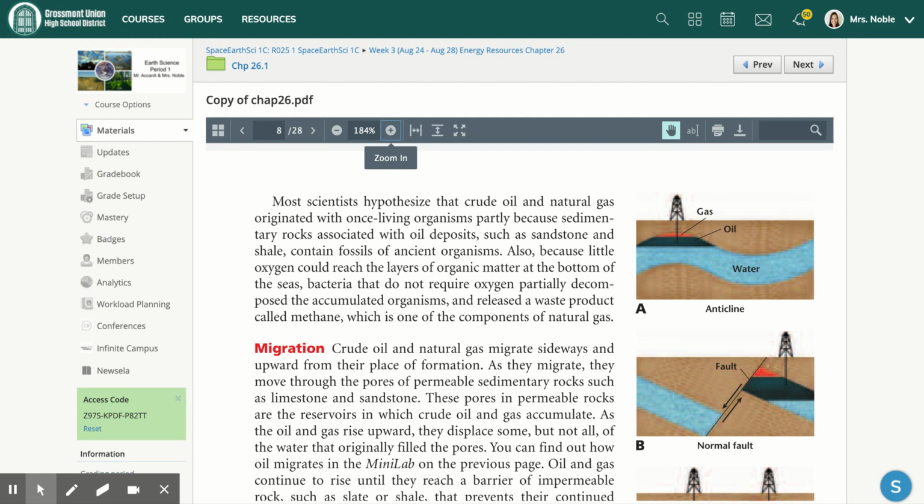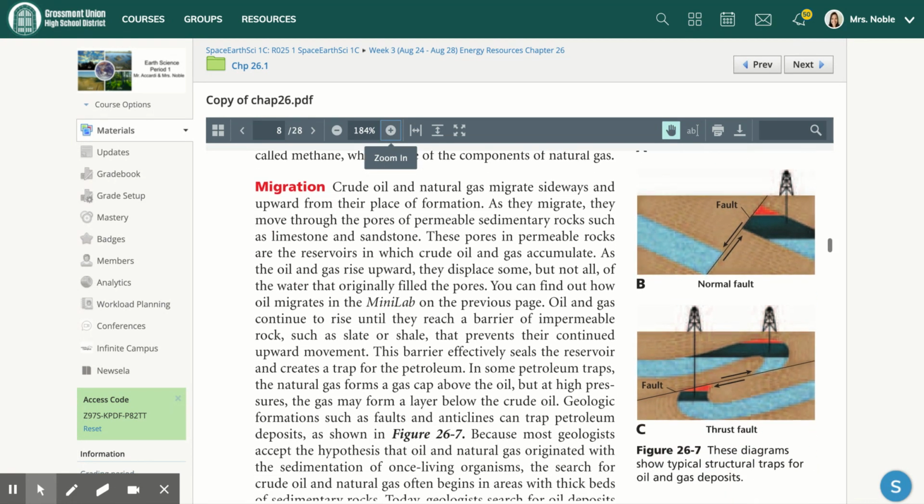Also, because little oxygen could reach the layers of organic material at the bottom of the seas, bacteria that did not require oxygen partially decomposed the accumulated organisms and released a waste product called methane, which is one of the components of natural gas. Migration.